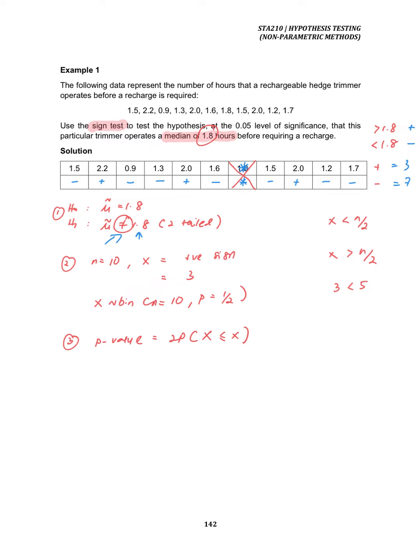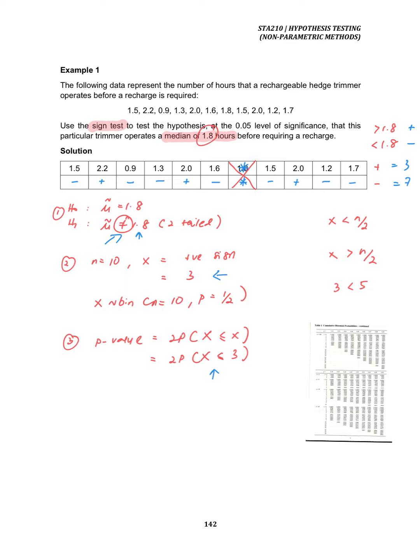So how to get the value of the probability? Kita akan refer table binomial. Okay, so ni saya tulis balik 2 times probability of X kurang sama dengan 3. Kenapa 3? Tadi kita dah decide kat sini. Kita akan refer the positive sign because it has the smaller value. When we count the value of plus and minus, the smaller one is referring to the plus sign. So kita akan tulis 2 times probability of X kurang sama dengan 3. Okay.